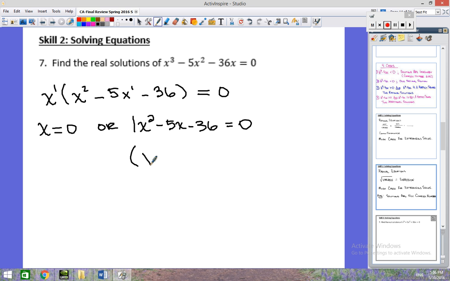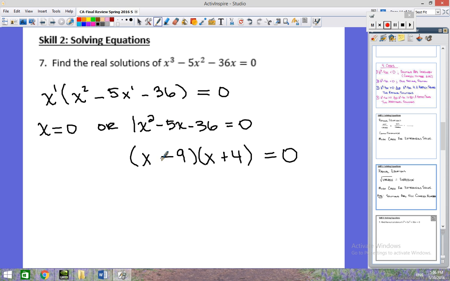So if we look for two numbers that, when multiplied together, give us negative 36, but add together to give us negative 5, through some trial and error on the side, or just through thinking about multiplication and factors of 36, I hope that you come up with a negative 9 and a positive 4, because when you multiply negative 9 times a positive 4, you get negative 36, but when you add them together, you get a negative 5.